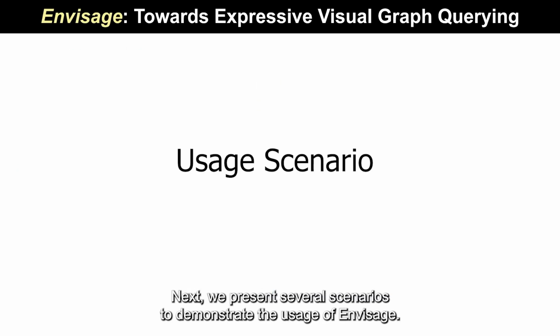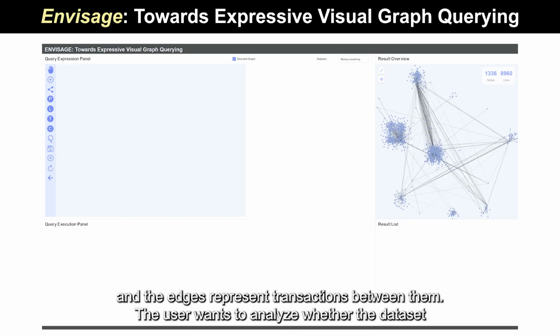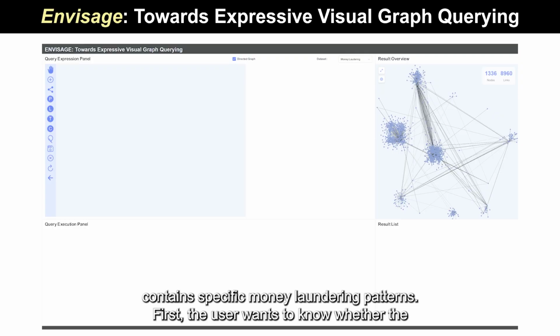Next, we present several scenarios to demonstrate the usage of Envisage. This dataset represents a money laundering transaction network. The nodes are accounts, and the edges represent transactions between them. The user wants to analyze whether the dataset contains specific money laundering patterns.